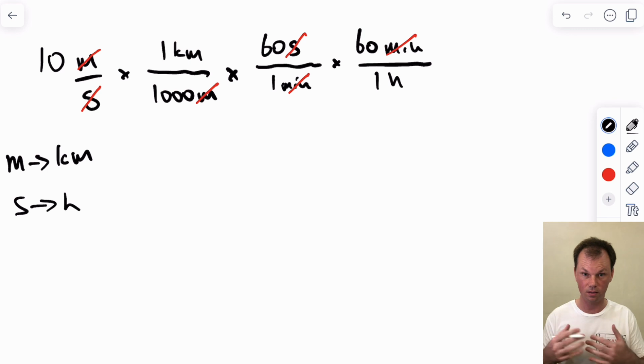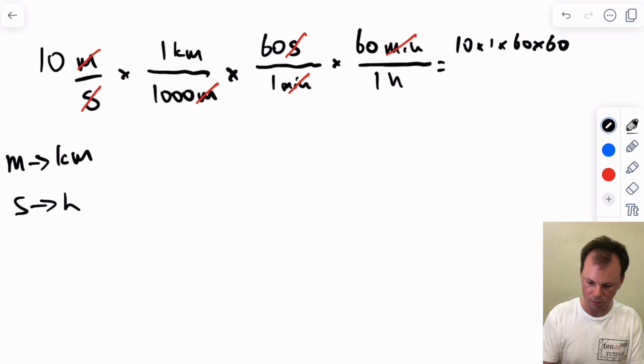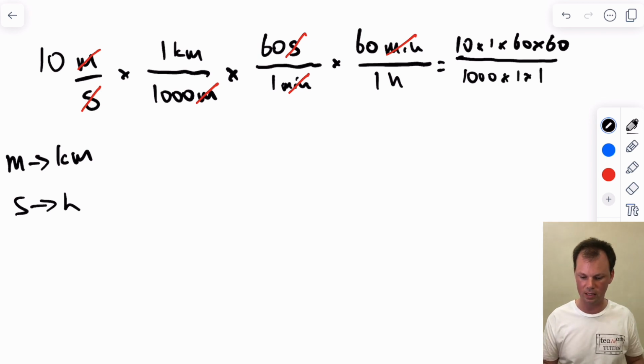If I sort of simplify this into one fraction, so I know what I need to multiply, we've got 10 by 1 times 60 divided by 1,000 by 1 by 1. And you don't need to include those ones in there, but I'm just doing it to be very consistent and make sure I show everything. If I look what units are left, we've got kilometers per hour.